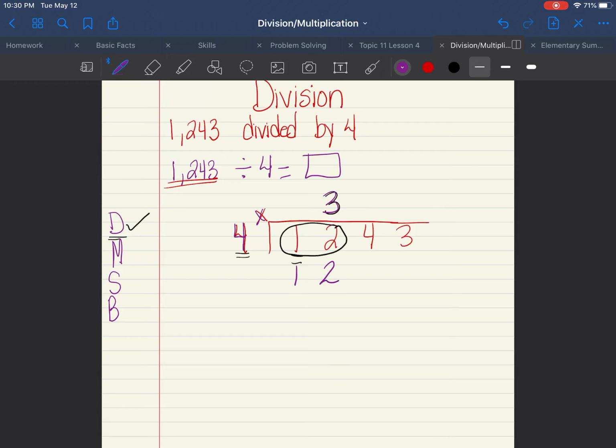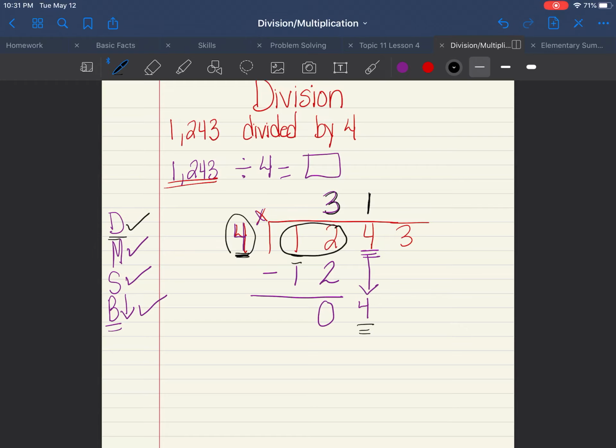So now I'm going to go to step number 2, which means to multiply. So I'm going to say 4 times 3. What does that give me? That equals 12. So I write it down. Next step says to subtract. 12 minus 12 equals 0. Now the B stands for bring down. So we're going to bring down the next digit, which will be a 4. So we're going to bring it all the way down. So we have the 4.